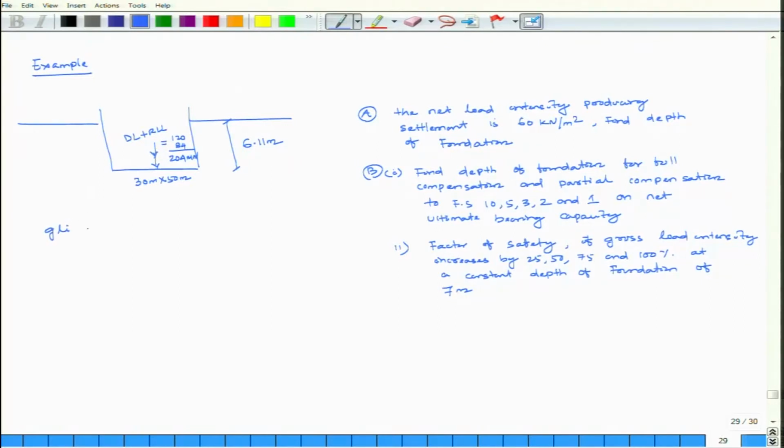Let us start with GLI, gross load intensity: 204 meganewton into 1000 divided by 30 into 50, it comes out to be 136 kilonewton per meter square. Let us go to the shape factor.